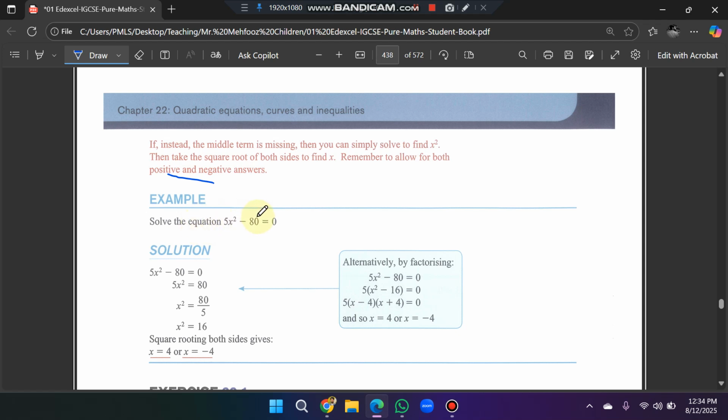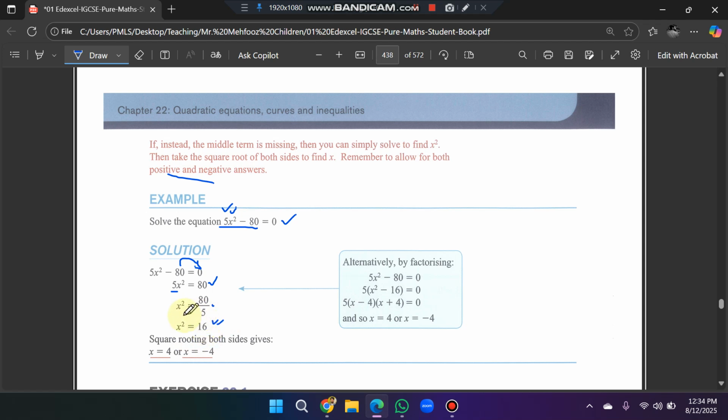So you can see that in this example, 5x square minus 80 is equal to 0. In this case we have the term involving x square and the simple constant term. First of all, we have to eliminate x square. How can we eliminate it? This 80 goes to the other side and, added to the 0, becomes positive 80. And this 5 goes to the other side and divides 80, so it becomes 16, right? Now x square is equal to 16.